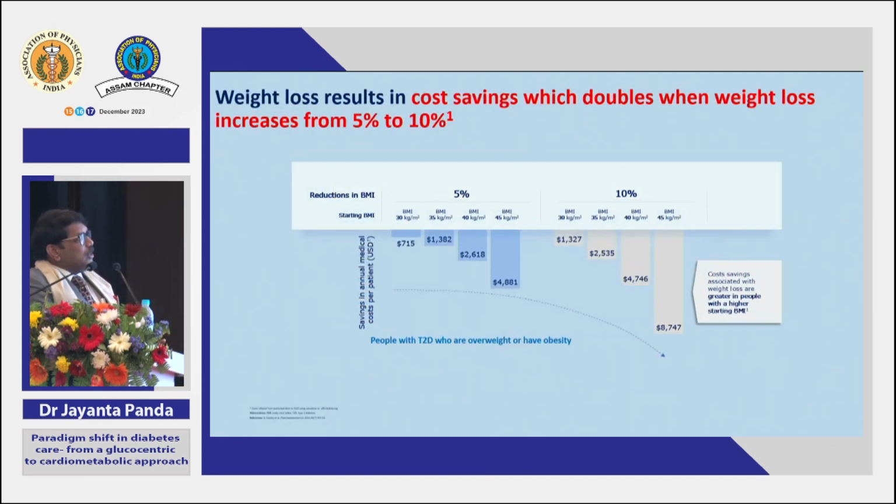So weight loss results in cost saving, which doubles when weight loss increases from 5% to 10%. You can see here, if there is 5% weight loss, you save around $4,800; if it becomes 10%, you are saving up to $8,700. And this cost saving associated with weight loss is greater in people with higher starting BMI.